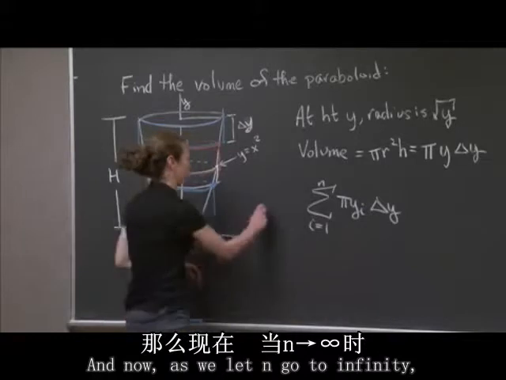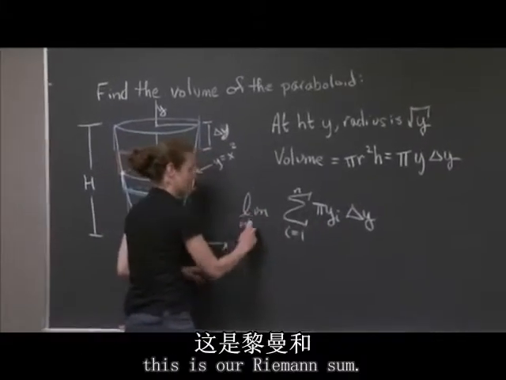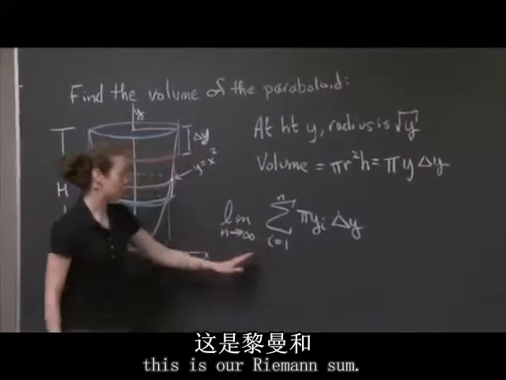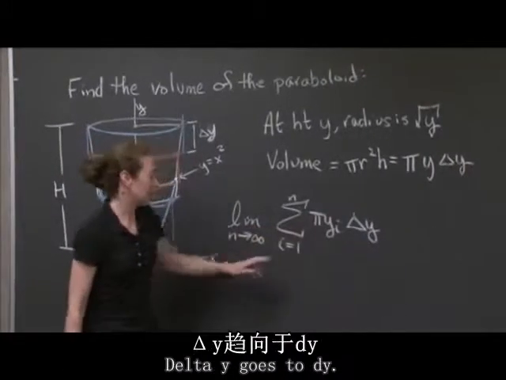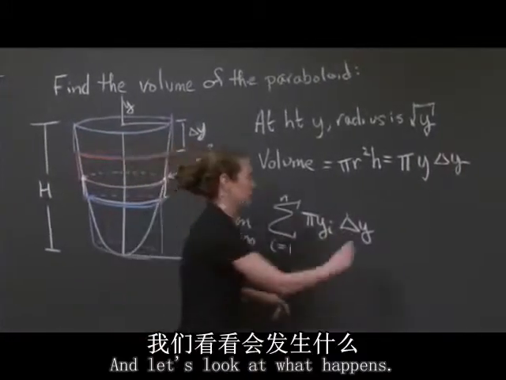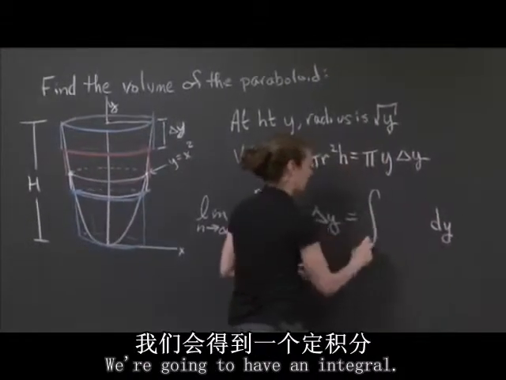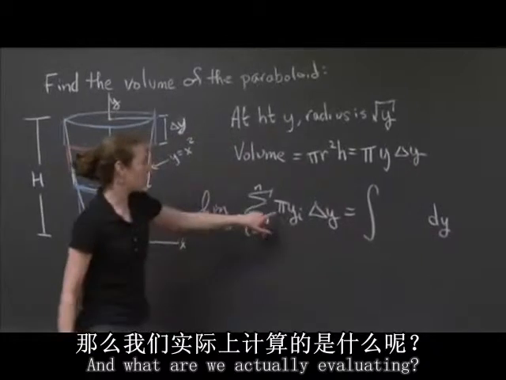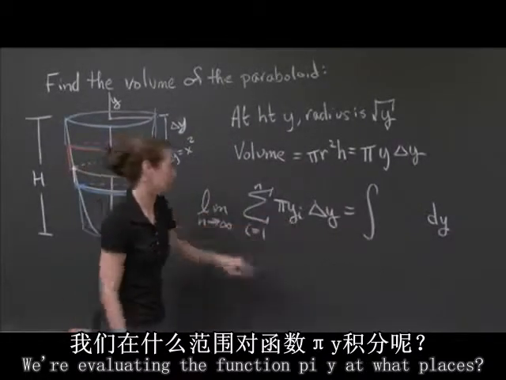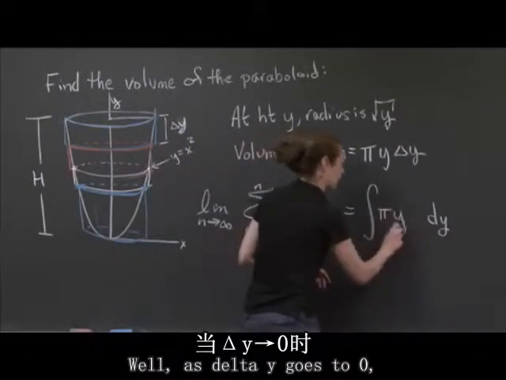And now as we let n go to infinity, this is our Riemann sum. This is actually going to be an integral. Delta y goes to dy, and let's look at what happens. So we get dy here. We're going to have an integral. And what are we actually evaluating? We're evaluating the function pi y at what places?